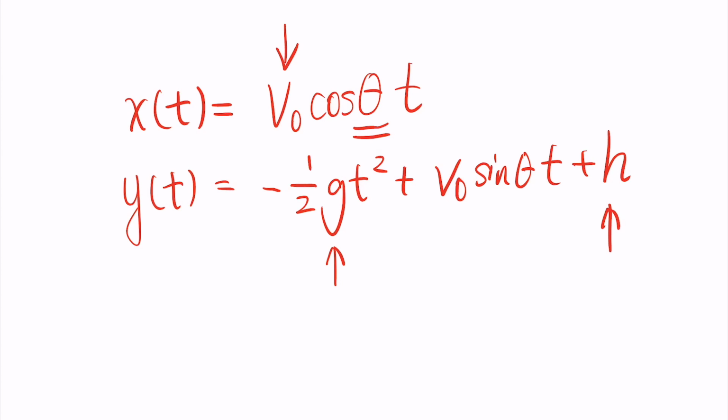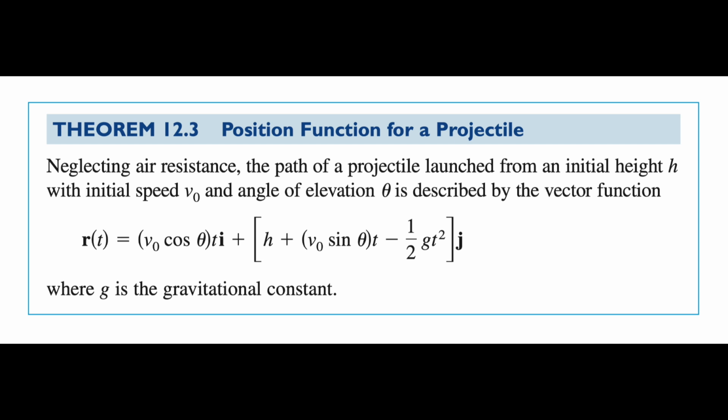Once you know these two formulas, you just need to convert them into a vector function. The vector function for a projectile will be r(t) equals v0 cosine theta times t i plus h plus v0 sine theta t minus half g t squared j.